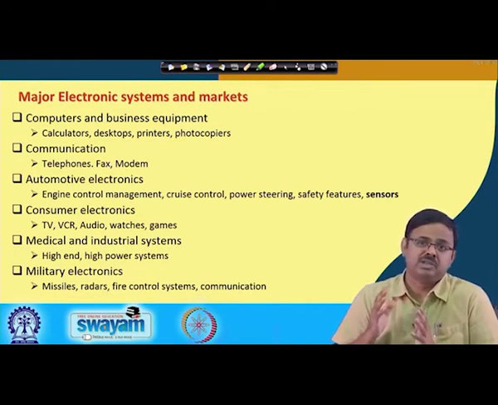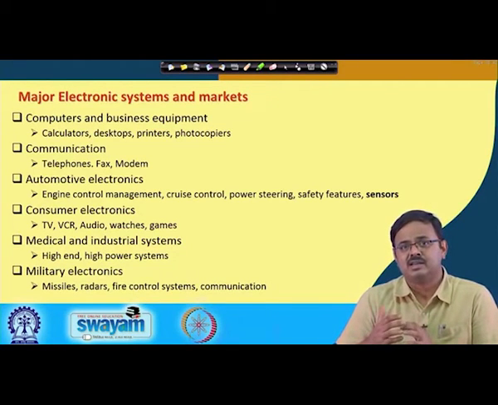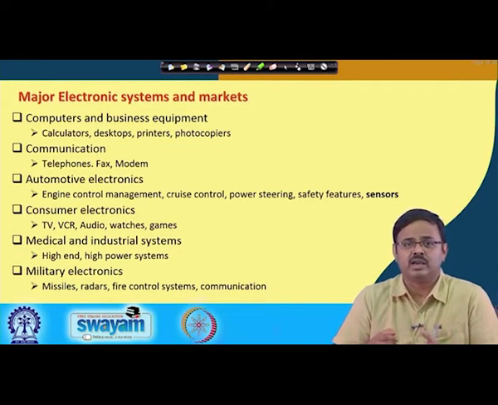Imagine, go back 30 years or so, to the times of Ambassadors and Fiats. There was not too much electronics in our cars in those days, but today there is electronics everywhere. Power steering, power windows, remote locking, everything is electronics today.